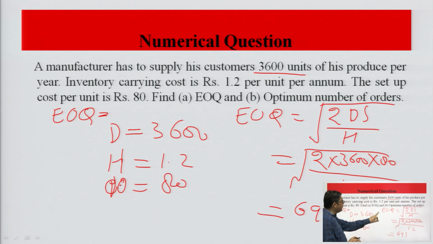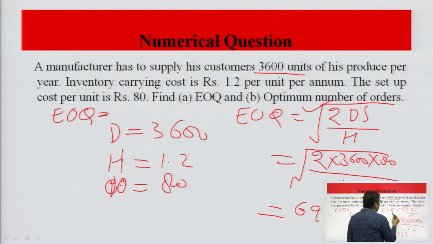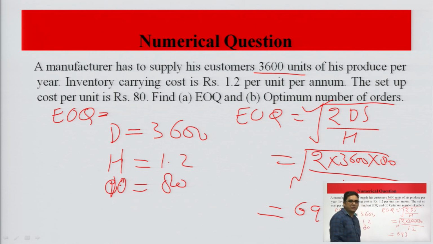EOQ tells the optimum quantity of goods that an organization has to order, and it is 693. And how did we come to know? We have to apply this formula to calculate the EOQ: square root of 2DS upon H. Next we have to calculate the optimum number of orders. So, how can it be calculated?